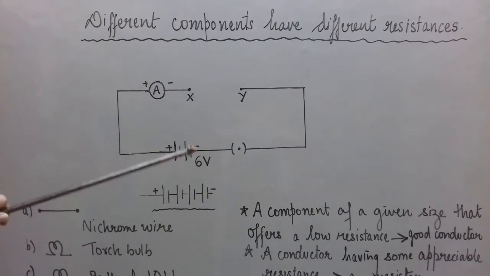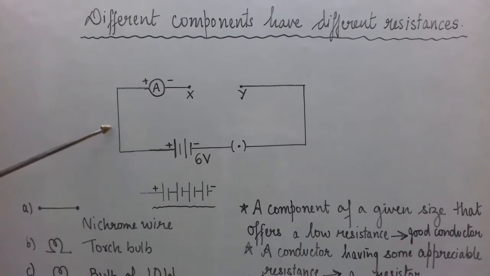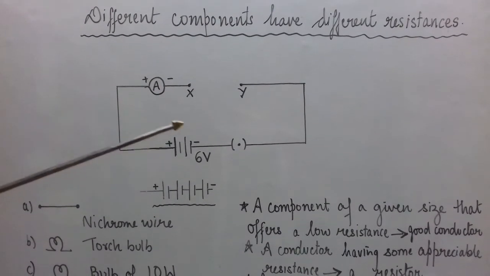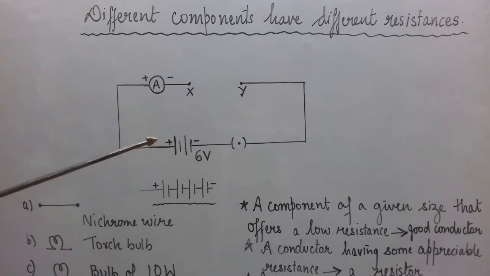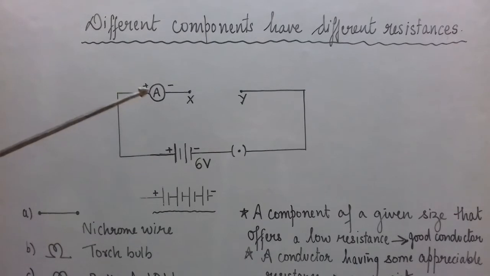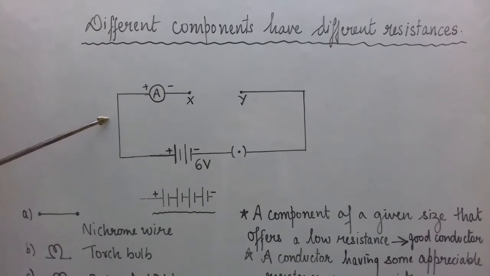And thus, although the key is closed, I have not shown the direction of current because the current will not flow as the circuit is open. Either when the switch is off or the circuit is broken or any device is damaged in between, which is present in the circuit, then the circuit will not work, no current will flow.